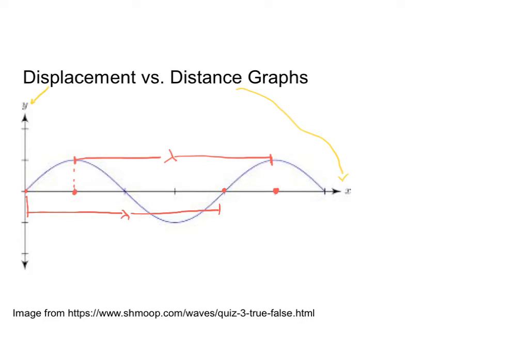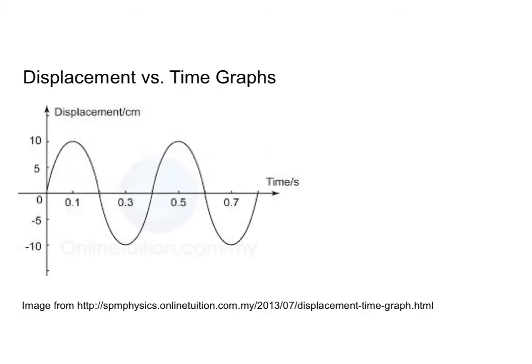So the other thing that I could find on this graph is my amplitude, and that's going to be the distance from the x-axis to the highest point on my wave, or the distance from the x-axis to the lowest point in my wave. And that is going to be my amplitude. And again, I can read that on a displacement versus distance graph.